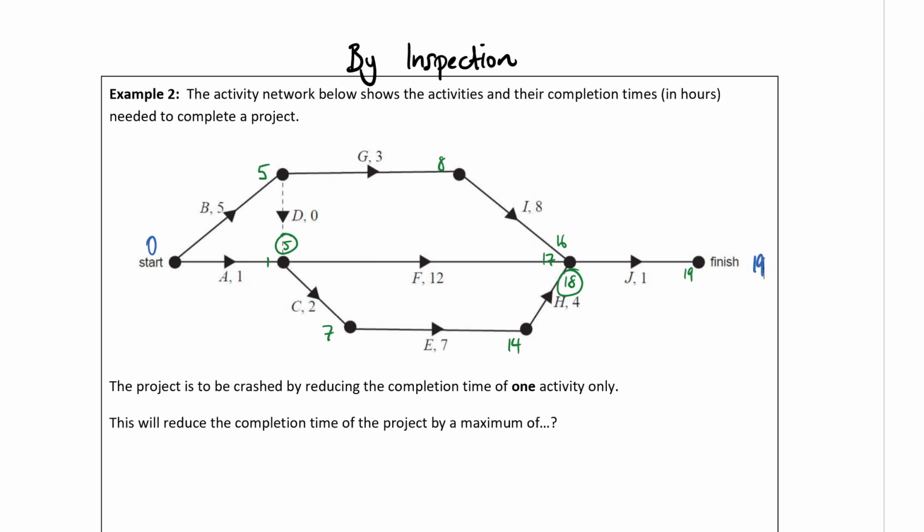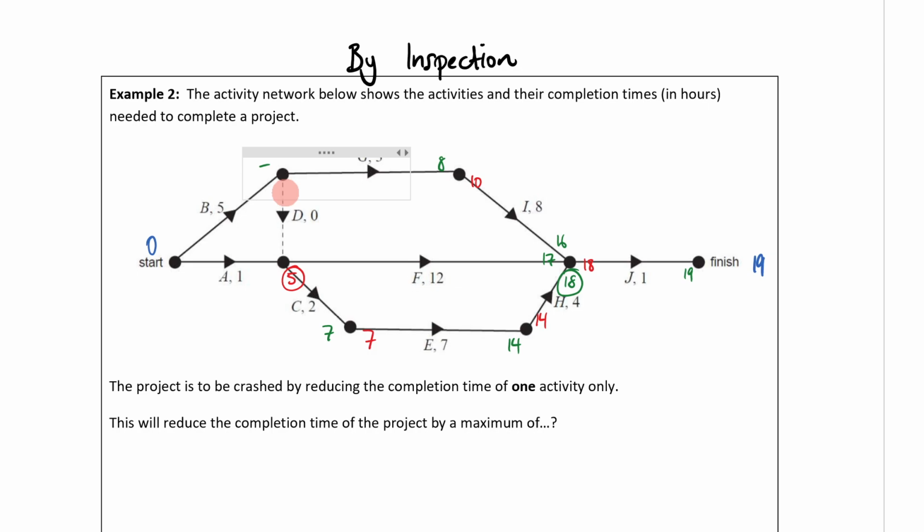Then I grab my red pen and I scan backwards. So I'm going to go 19 minus 1 is 18. 18 minus 8 is 10. 10 minus 3 is 7. 18 minus 12 is 6. 18 minus 4 is 14. 14 minus 7 is 7. 7 minus 2 is going to be 5. 5 is my smaller number. 5 minus 0 is 5. 5 is my smaller number.